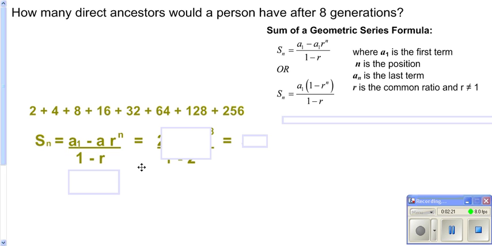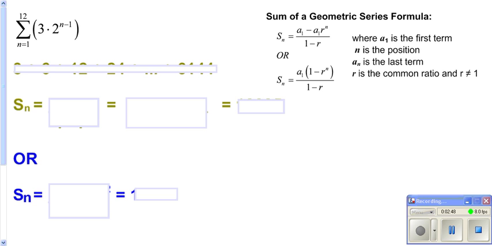So when you plug that stuff in, a sub 1 is 2. Your ratio right here is also 2. 8 is your n, and then plug in r in the bottom for your ratio. Then you'd want to type this into your calculator, put the whole top in parentheses, hit divide, put the whole bottom in parentheses, and you get 510. You'd want to do the same type of thing here.